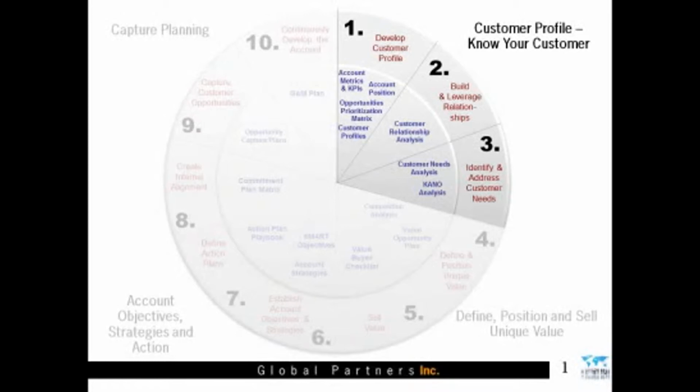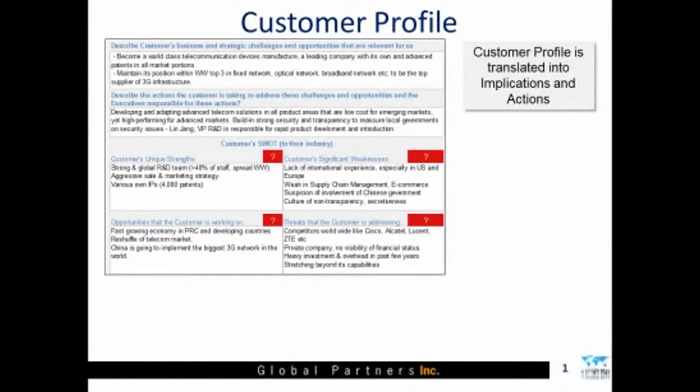Let me show you the first tool from the 10-step process that we use in order to build that customer profile. As you can see here, building the customer profile starts with understanding the customer's strategic challenges and opportunities. It also means conducting a SWOT, strengths, weaknesses, opportunities, and threats, on your customer.